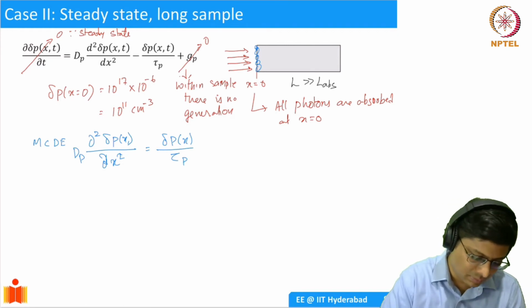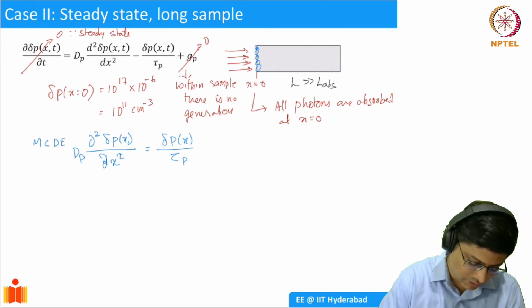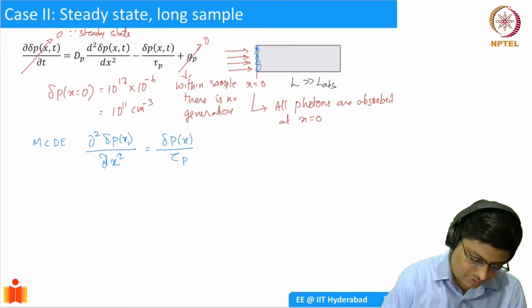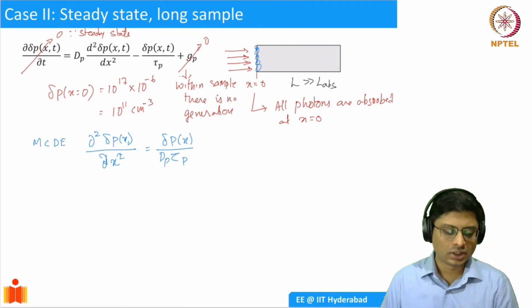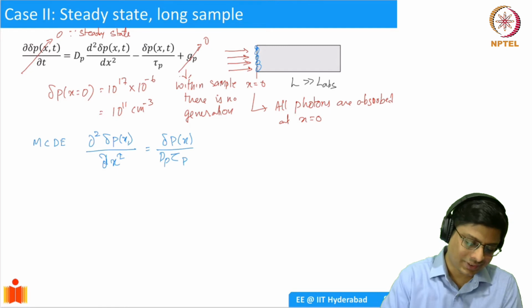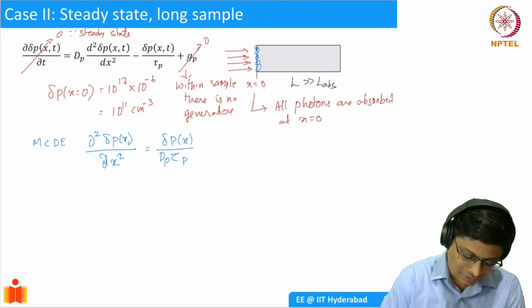Now I'll move this D_P into the denominator. So what are the units? Think about the units of the denominator here.